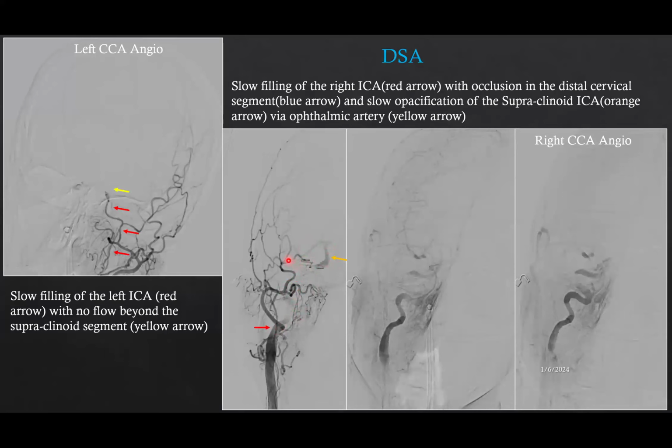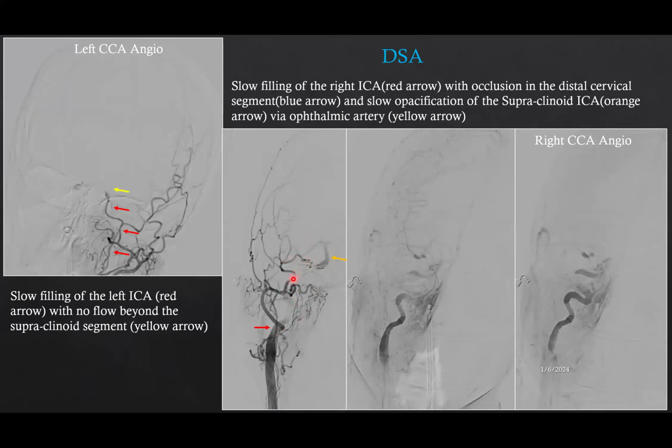This opacification is through the collaterals via the ophthalmic artery, so ECA to ophthalmic artery, and then opacification of the intracranial ICA. And then there is very delayed filling of the rest of the cervical ICA. Again, even in spite of the delayed filling, we are seeing a segment where there is no filling happening. So this is the delayed antegrade filling, and this is the delayed retrograde filling. This is just a zoomed image.